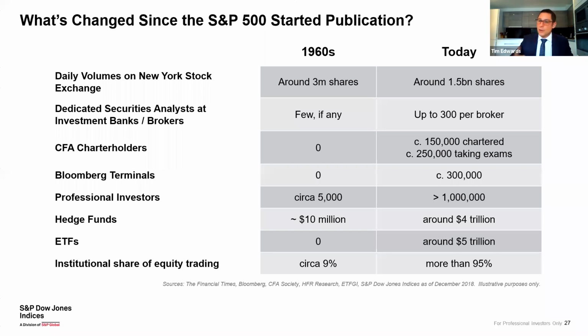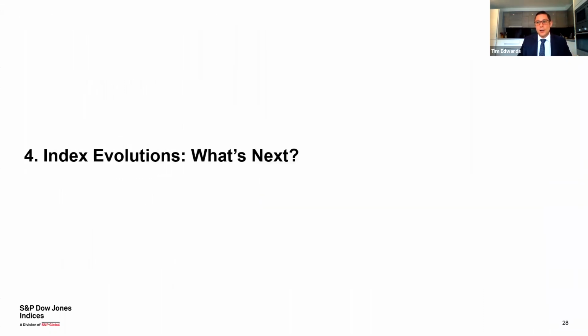And overall, the last piece, probably the most important one, institutional share of equity trading has gone from around 10%, right? So most was retail investors, to more than 95% today. So there are some key ideas and trends around passive and active investing, and hopefully that helps you think or try and answer the question about where indexing works.